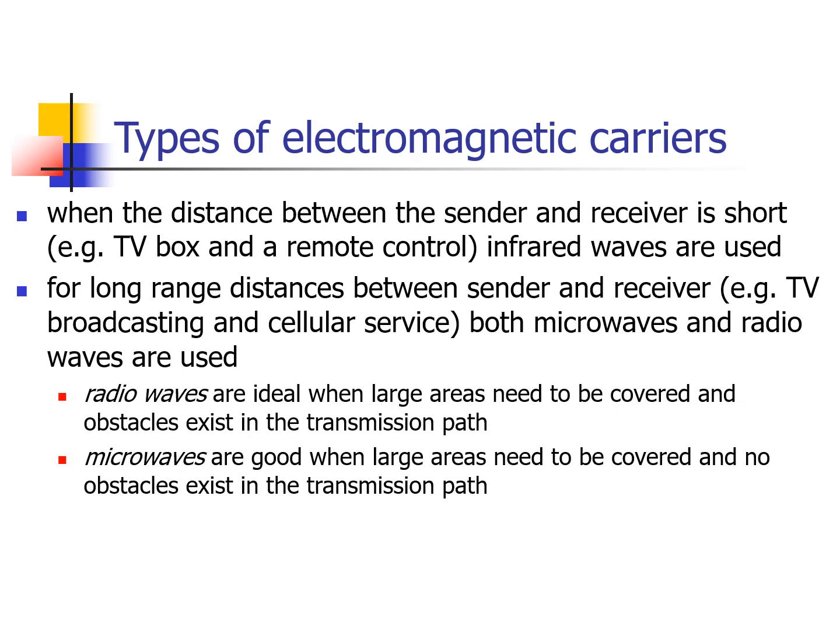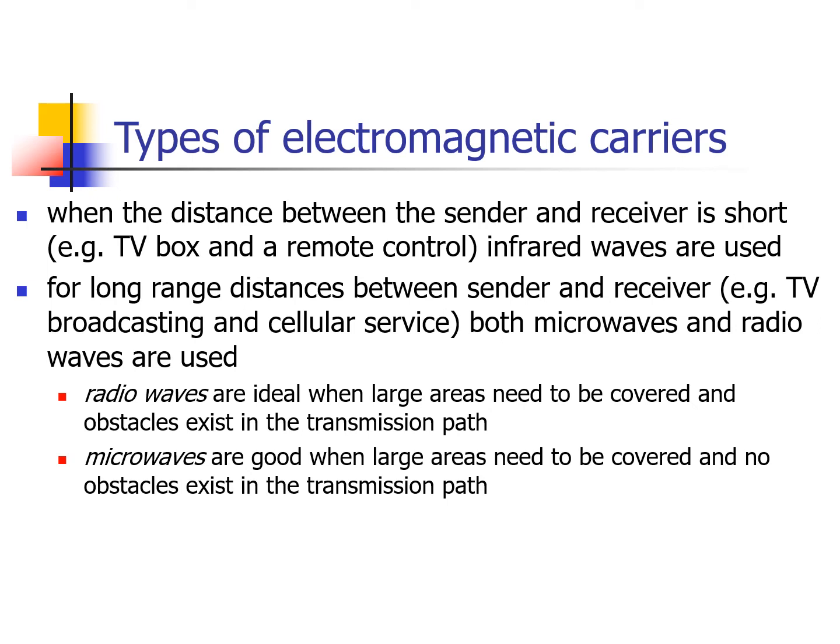Radio waves are ideal when large areas need to be covered and obstacles exist in the transmission path. So radio waves are used in TV broadcasting because signals are sent from the broadcasting station to the consumers or receivers, and there are mountains and buildings along the transmission path.